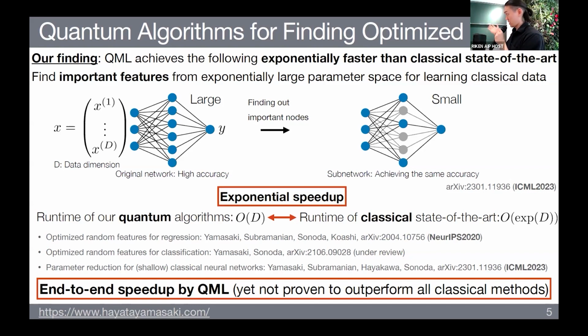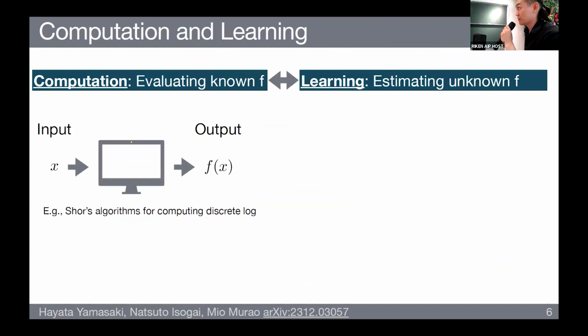So it's hard to prove that this kind of quantum algorithm outperforms all classical methods in such a practically useful setting. The difficulty arises from the difference between computation and learning. Quantum computation is advantageous compared to classical computation in solving computational tasks, but it's not immediately clear whether it is advantageous in learning tasks, since these are different tasks. Computation is a task of evaluating some known function. For example, you have a given input, and we know what the function is, and then computation is just computing this function and outputting the result.